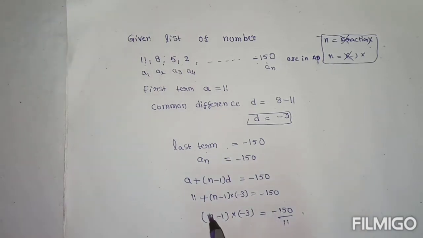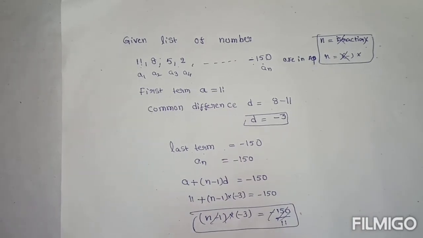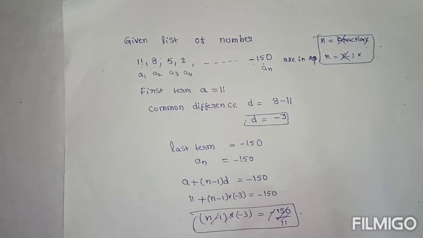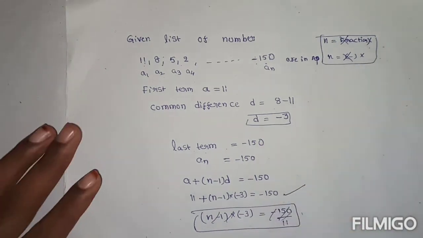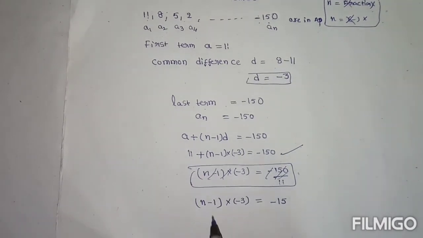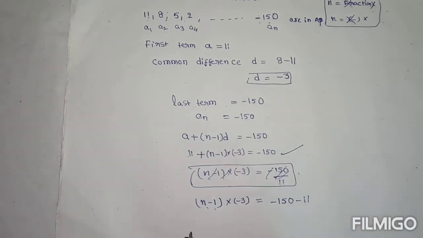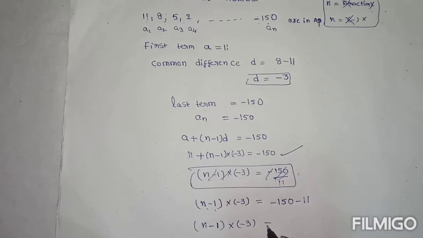Sorry, let's not consider this step. So N minus 1 into minus 3 is equal to minus 150. Okay, write down these steps. Next step: N minus 1 into minus 3 is equal to minus 150 plus 11, transposing to the right side, minus 11. So N minus 1 into minus 3 is equal to how much?